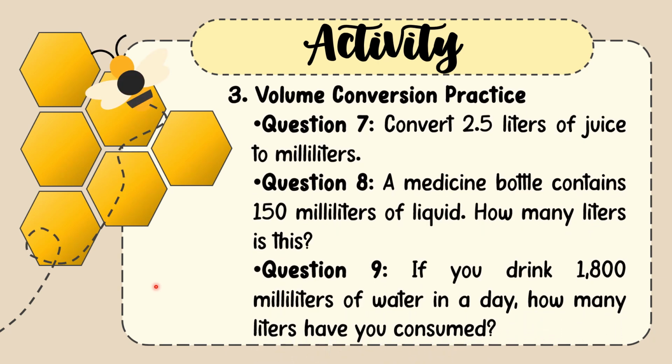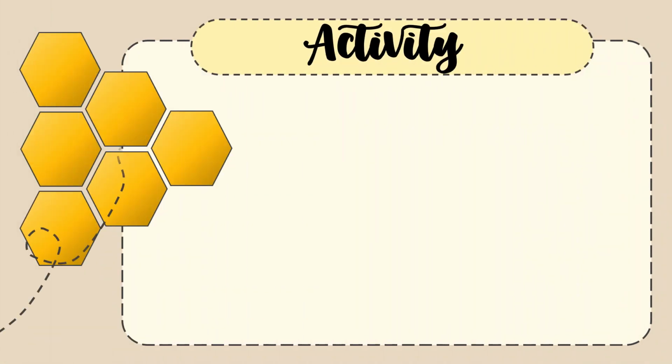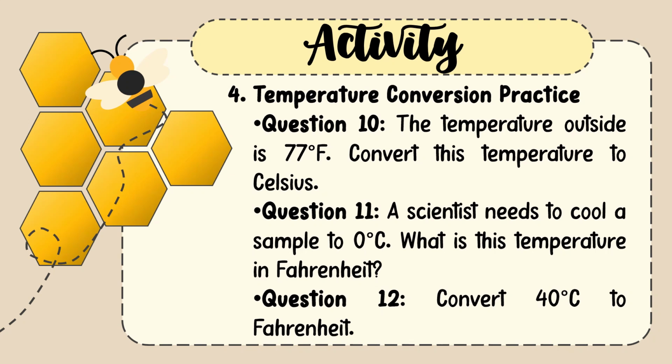For activity number 3, we have here volume conversion practice. Same with the first 2 activities, this also has 3 questions. Again, you may pause for better understanding of each problem. For activity number 4, we have here temperature conversion practice. Same with the last 3 activities, this has 3 questions. You may pause again so you can answer the 3 questions for temperature conversion practice.